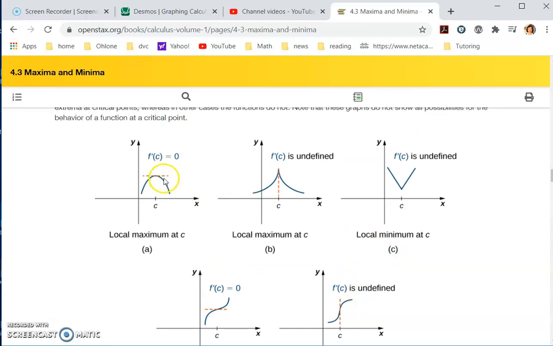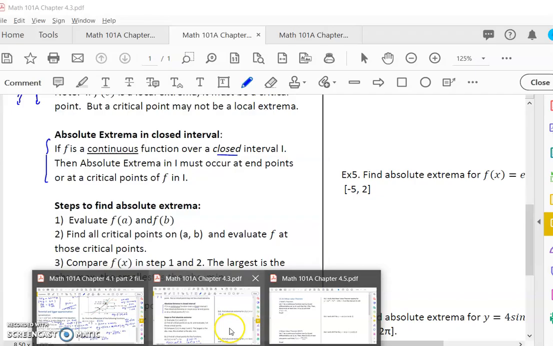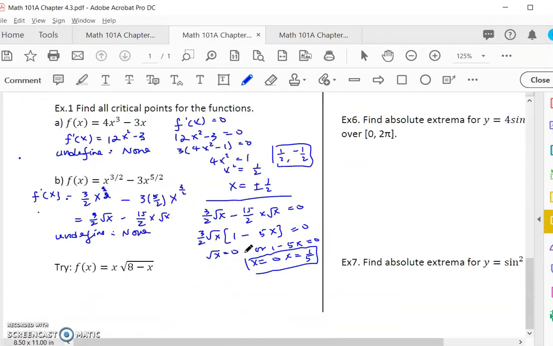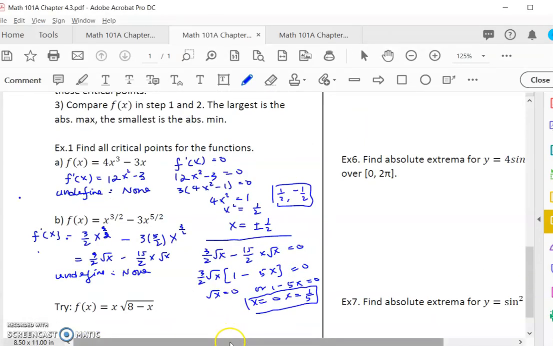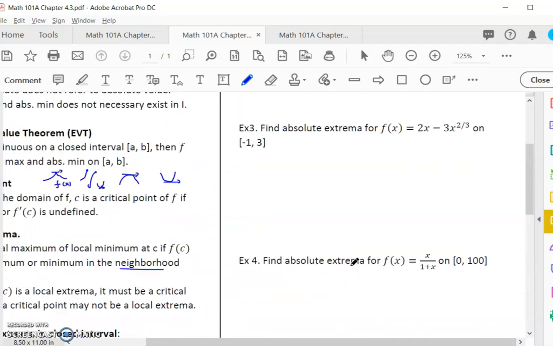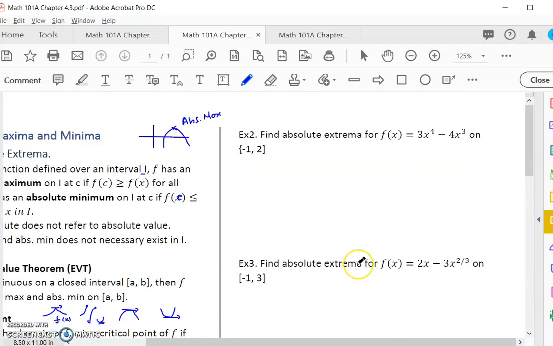So all these are called critical points. In this case, and this case, and also the lowest point in the parabola, are all potential absolute maximum and minimum, but they may not be. So in order to find them, you actually have to find all of them and figure out which one is the extremum by comparing all the different ones with the endpoints. So let's do an example.